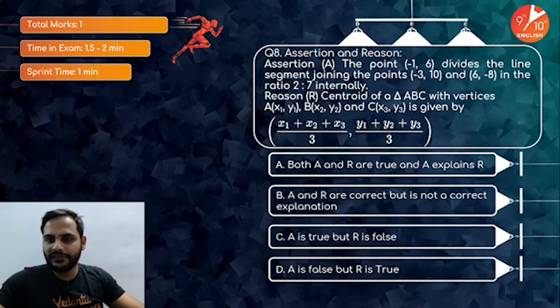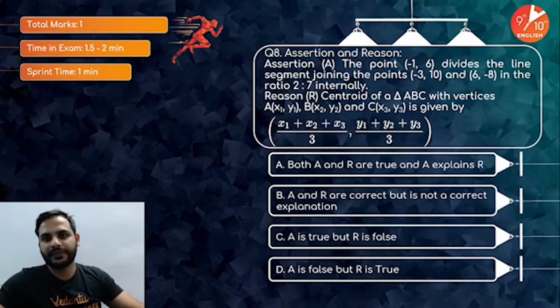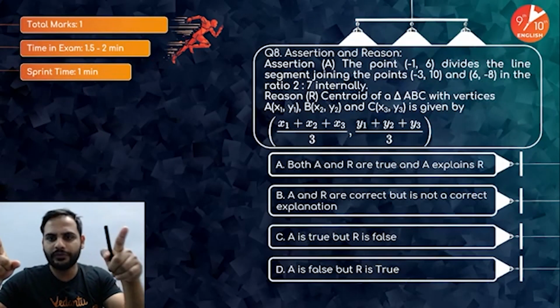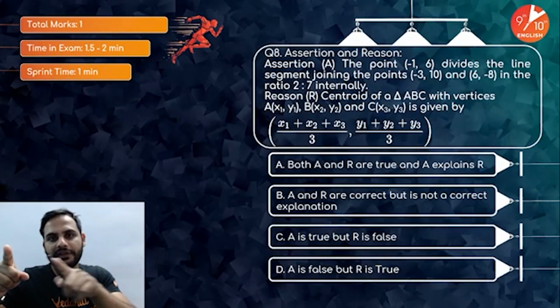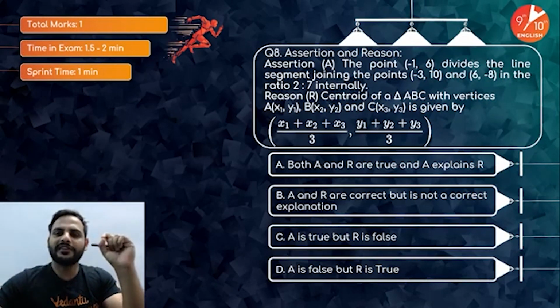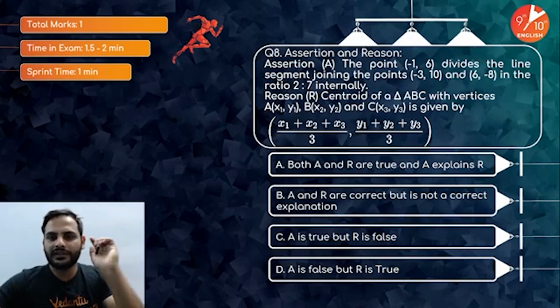Point minus 1 comma 6 divides the line segment joining the points minus 3 comma 10 and 6 comma minus 8 in the ratio 2:7 internally. Okay. Internally means the normal one. Suppose A and B are the points, P is inside between A and B. Same as what we know. So point minus 1 comma 6 divides this line segment in the ratio 2:7. So solve and check.